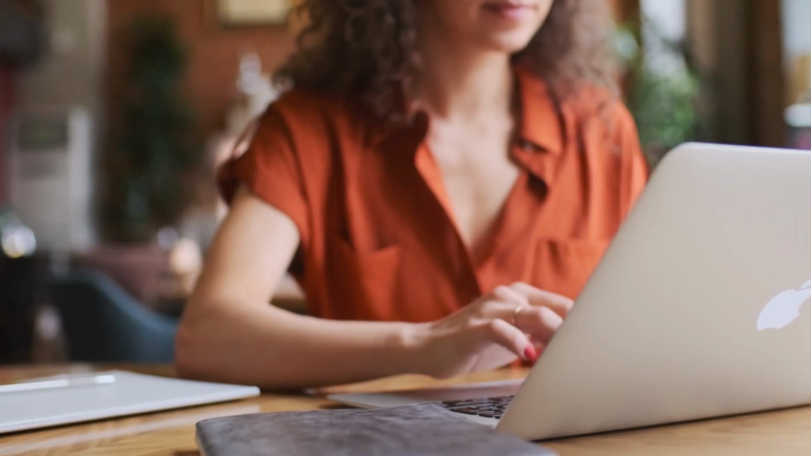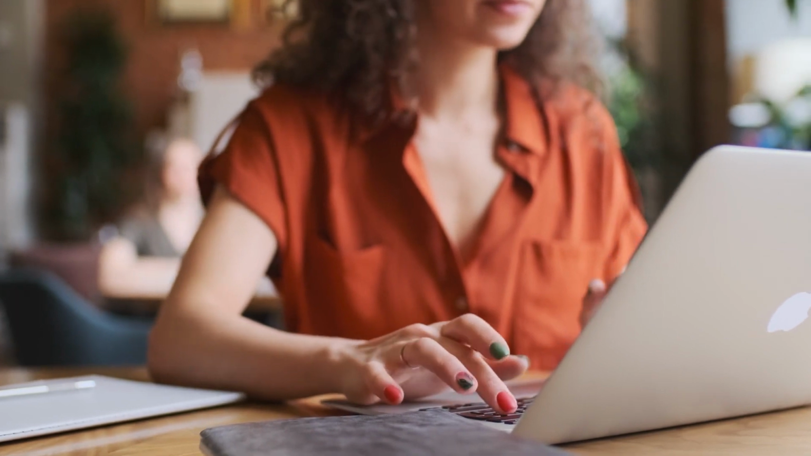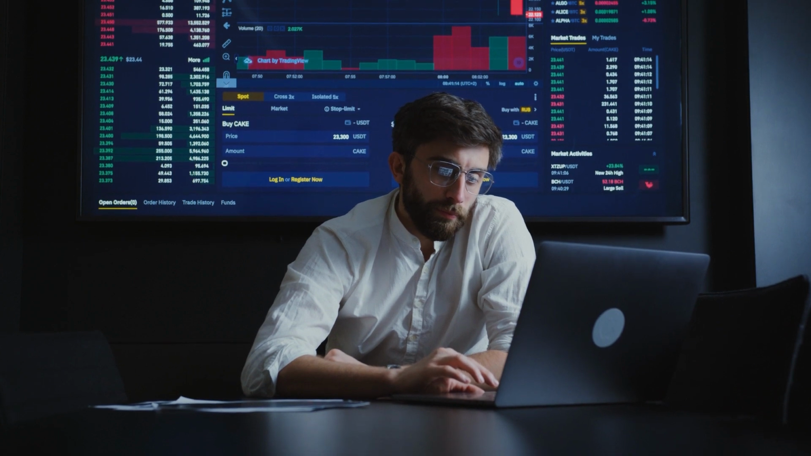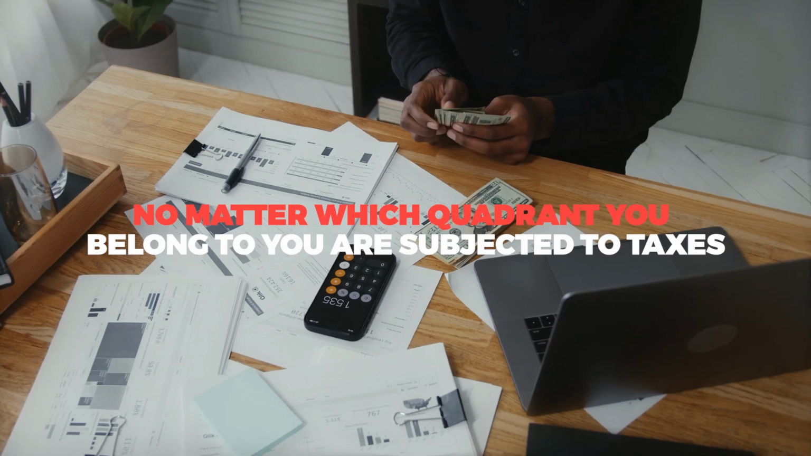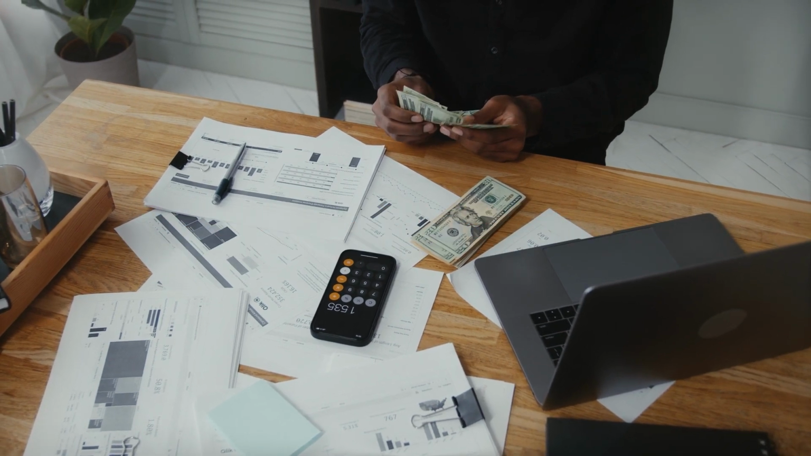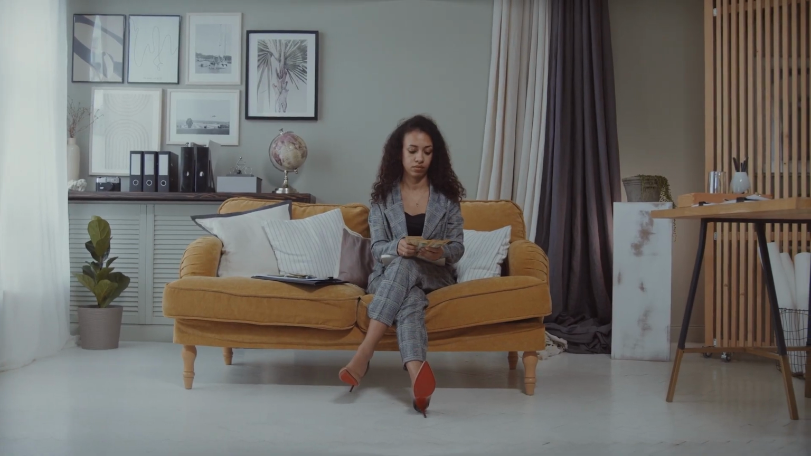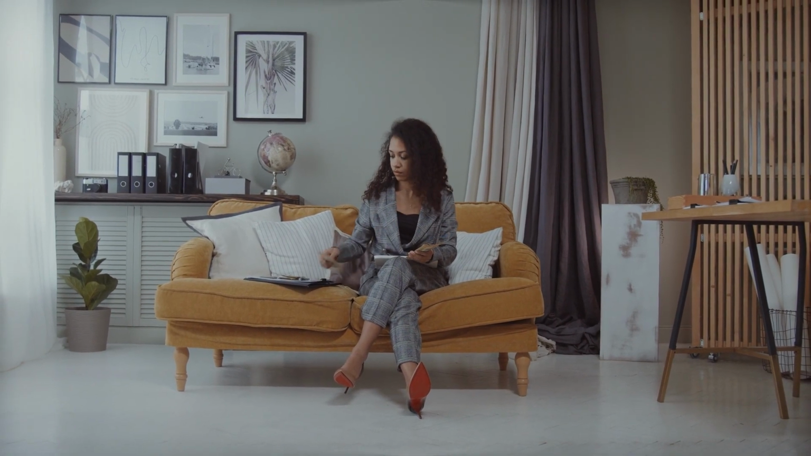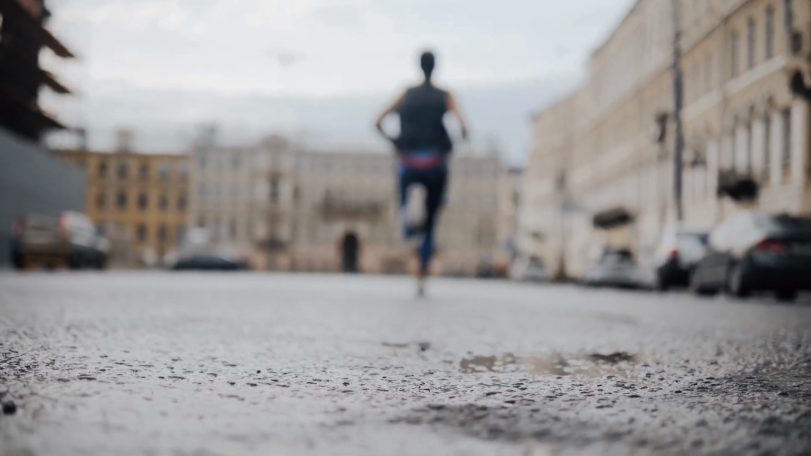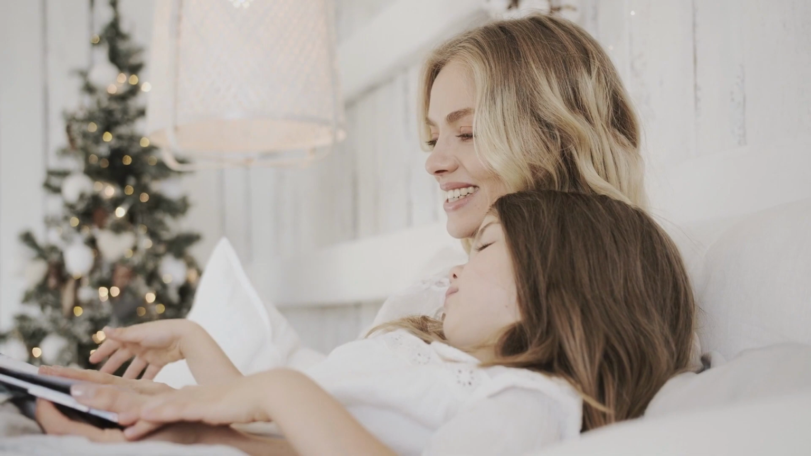Overall, being an employee or self-employed is most costly in terms of time. You are tied to a responsibility and a day-to-day task that you need to do to keep earning. Being a big business owner or investor provides you the freedom to live your life the way you wanted to. No matter which quadrant you belong to, you are subjected to taxes. However, being a business owner or investor allows you more control to mitigate cost. Each quadrant has pros and cons. It only depends on what way of living you prefer and what goals you have in life.